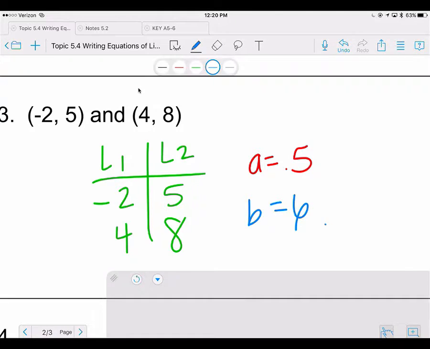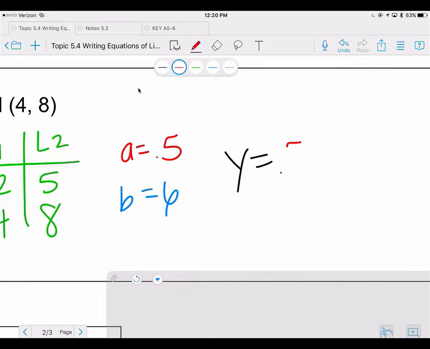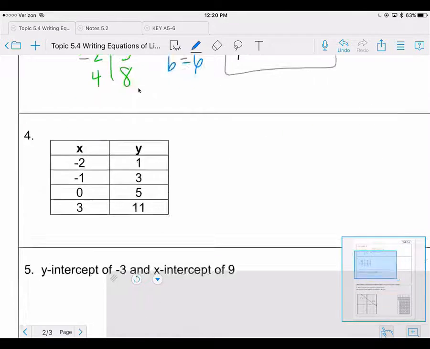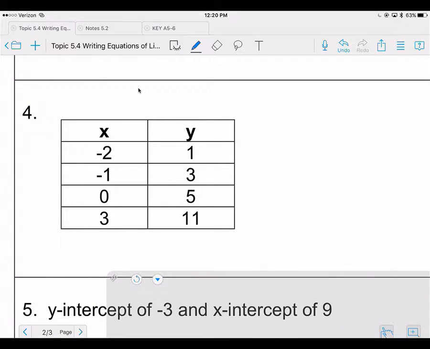So this is what I got from my calculator. So y equals 0.5x plus 6. So again, if you know the steps, you can use your calculator to be successful. Now problem 4, we're going to do the exact same thing. Anytime you see a table, you can plug that table directly into stat edit to be successful.